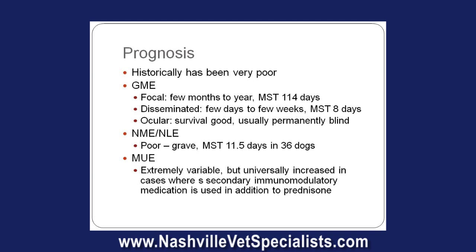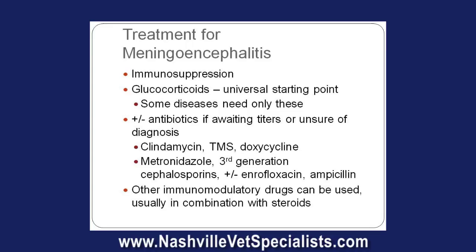rather than the alternative. The treatment is going to consist of some sort of immunosuppression. Steroids are going to be where we start. And again, for some diseases, like steroid-responsive meningitis and corticosteroid-responsive tremor syndromes, that's all they need. But when we're talking about things like GME, NME, NLE, most of these dogs are going to do better if they're on more than one immunosuppressant. So we're going to go over some of the ones that we use.